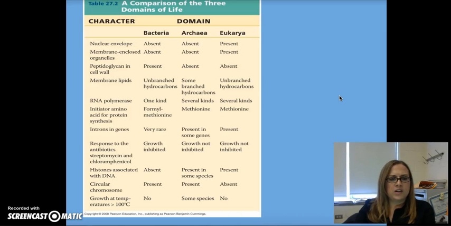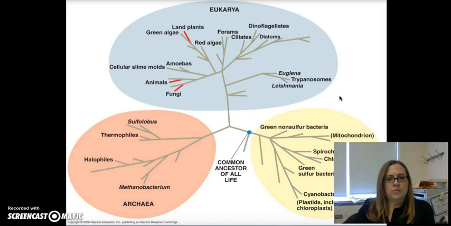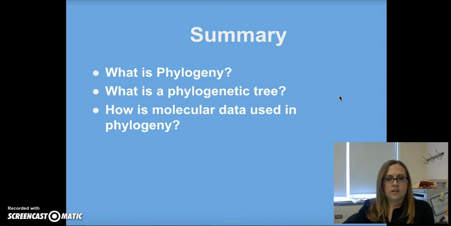This is just a diagram from your book that is comparing different characters of life between the 3 different domains. And this is a breakdown showing the common ancestor of all life within the 3 domains. For your summary, you need to know what phylogeny is, what a phylogenetic tree is, and also how molecular data is used in phylogeny.